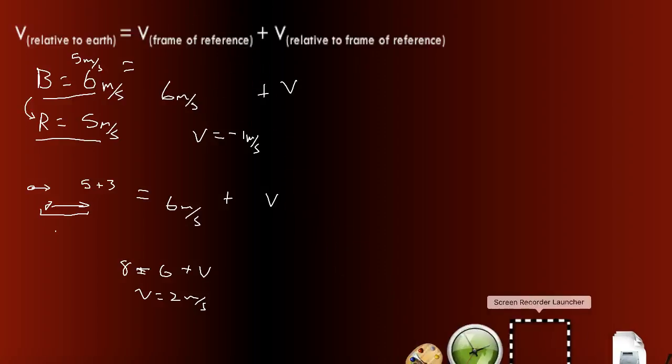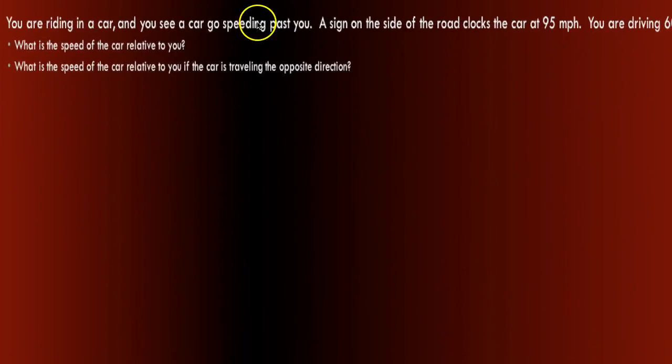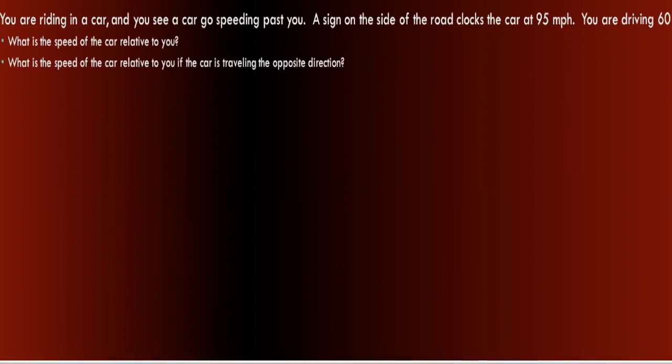is another kind of problem, a similar one. So we're riding in a car, and you see a car go speeding past you. A sign on the side of the road clocks the car at 95 miles per hour. I don't know if you've seen those signs in construction areas that say how fast someone's going. And then you're driving 60 miles per hour. So what is the speed of the car relative to you? If you're the frame of reference, how fast is that car relative to you? How fast is it coming towards you, going away from you, and in which direction, positive or negative? By writing out the equation.